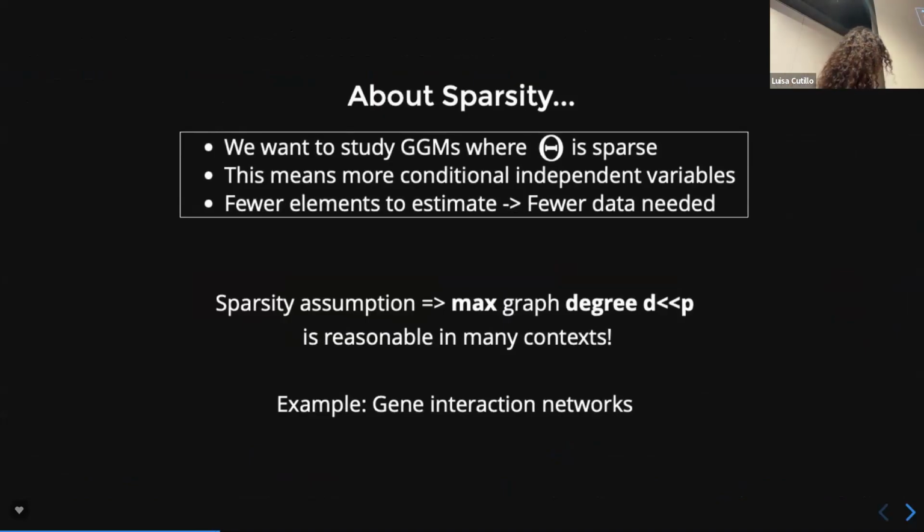And about sparsity, I will clarify that we want to study GGMs, Gaussian Graphical Models, where theta is sparse, where by theta we mean the precision matrix. It is the inverse of the covariance. And this means more conditional independence variables and fewer elements to estimate. Now, what is a sparsity assumption? That means in practice, from a graph point of view, that the maximum degree is smaller than the dimension of the graph. And this is a reasonable assumption as we've seen in many contexts, for example, in gene interaction networks.